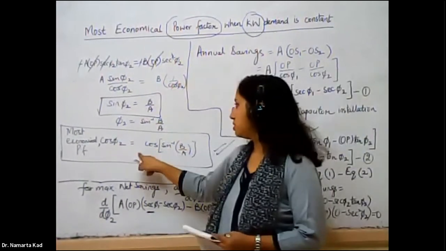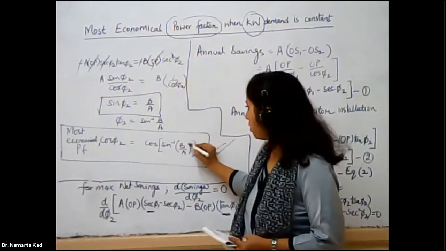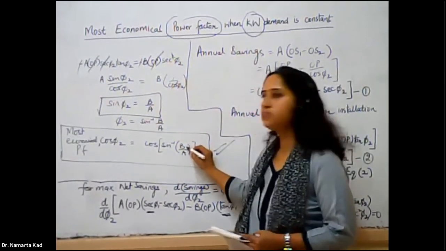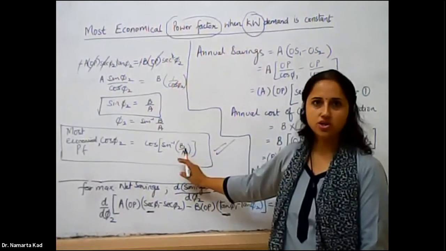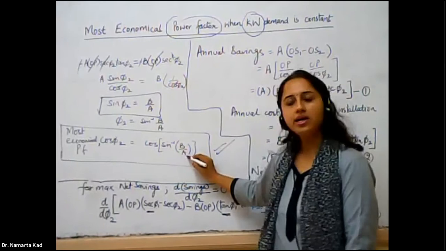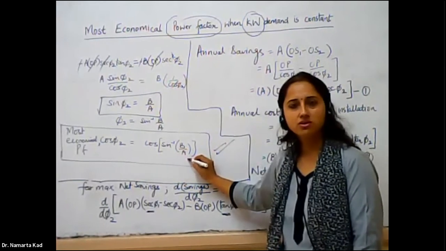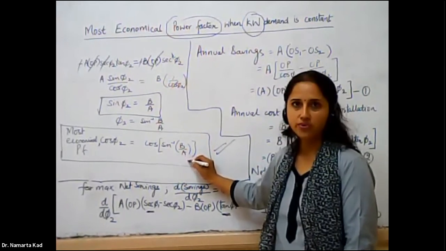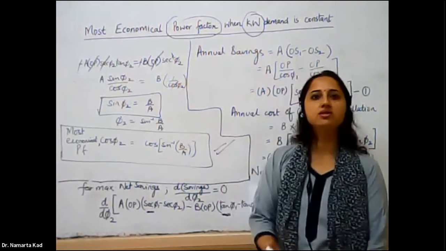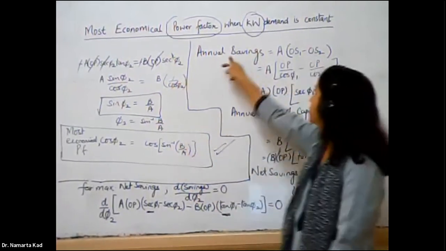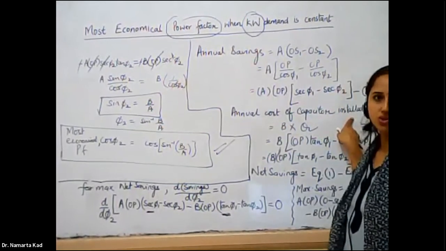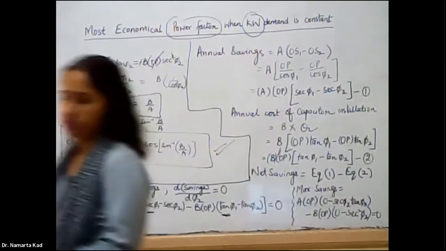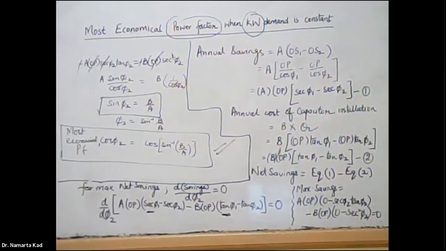As you have seen here, it depends upon B upon A. What is B? That is the expenses on the capacitor installation. And what is A? A is the annual savings on the KVA demand charge when the power factor is improved. So A relates with the savings and B relates with the capacitor installation. So this is our first derivation related to the most economical power factor.